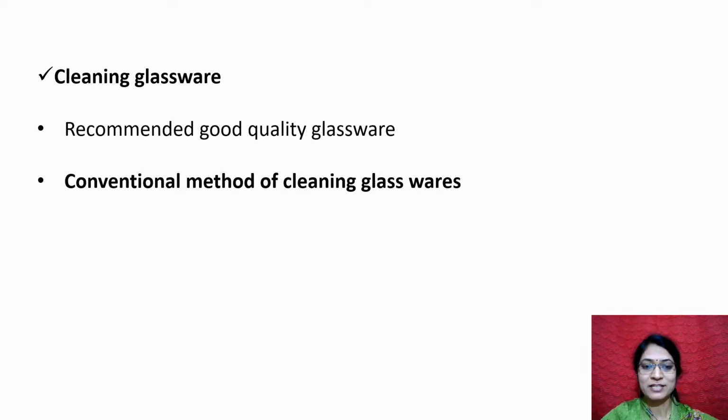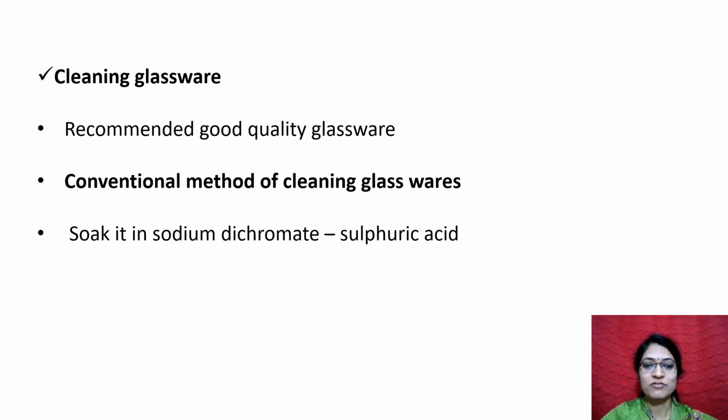The conventional method of cleaning glassware is soaking the glasswares in sodium dichromate and sulfuric acid solution for 4 hours. After 4 hours, we have to wash all the glasswares under a jet of tap water. Instead of using acid for washing glasswares, we can also use detergents.